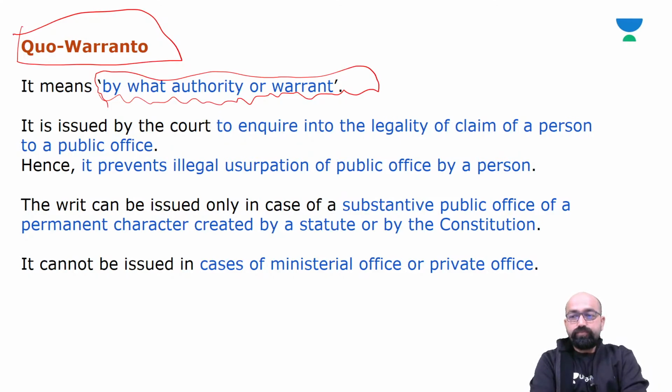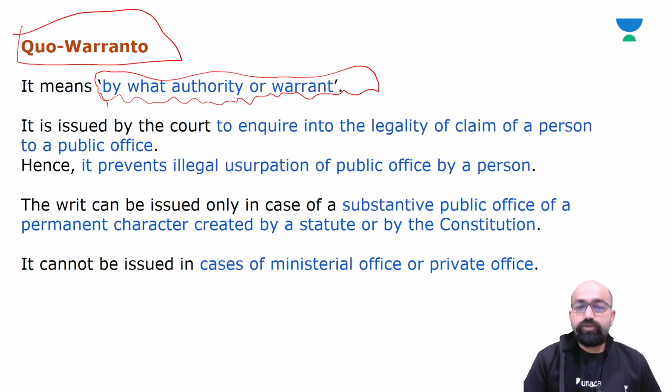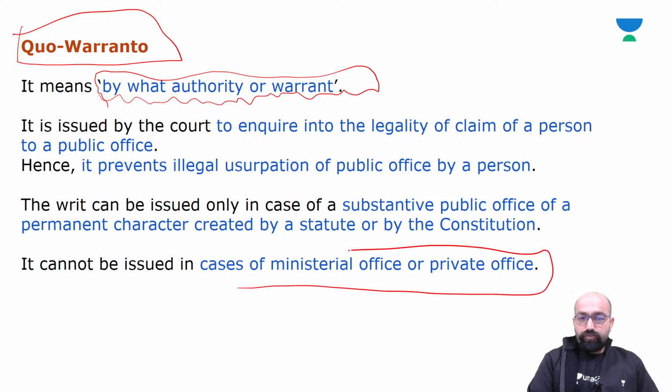Now, quo warranto means by what authority or warrant. It is issued by the court to inquire into the legality of the claim of a person to a public office. Hence, it prevents illegal usurpation of public office by a person. The writ can be issued only in case of a substantive public office of a permanent character created by a statute or by the constitution. It means quo warranto cannot be issued in cases of ministerial office or private office. Just remember these points.